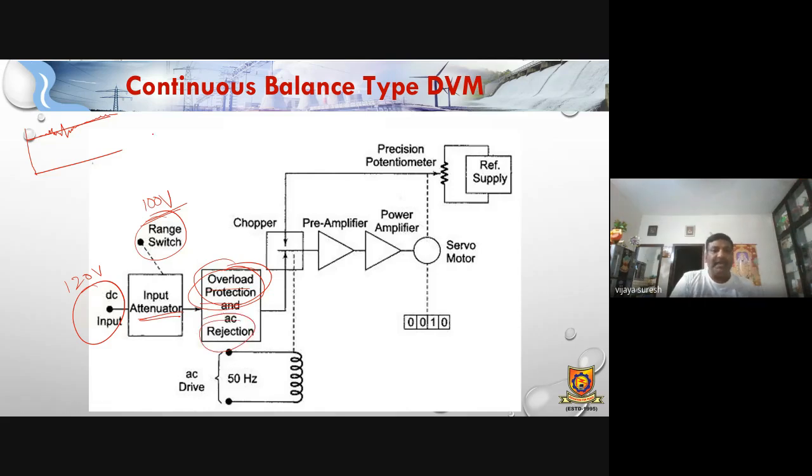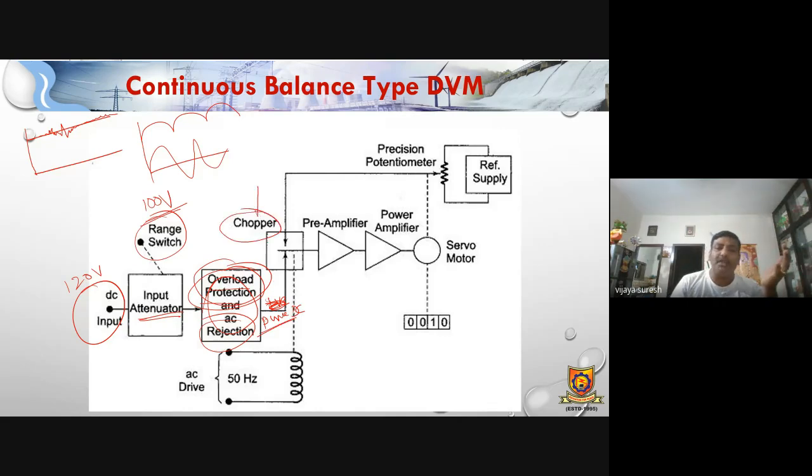If there are any alternating currents, it may not be a pure DC, or sometimes you may be giving AC. So some AC rejection also takes place. So these circuits, overload protection and AC rejection, will be there, and we get only pure DC voltage. Pure DC, not positive, pure DC. So this pure DC voltage is fed to a chopper circuit.